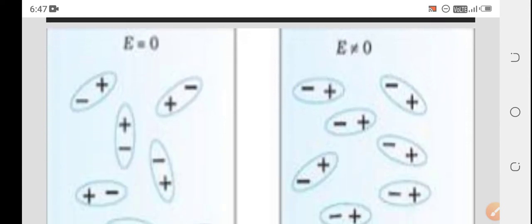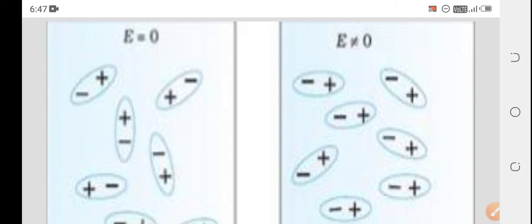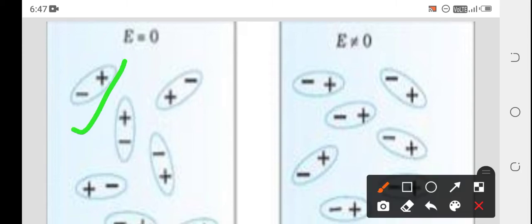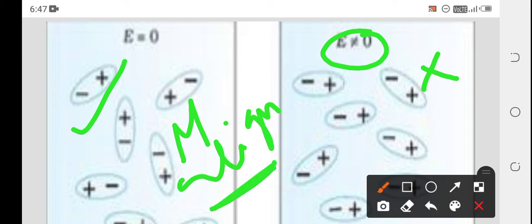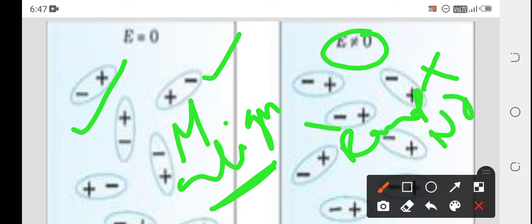You can see the figure also. In this figure, the molecules are aligned in a proper, systematic way, so that is the reason the dipole moment exists. Here, this is the absence of the electric field, and the molecules are aligned randomly, so that is the reason there is no dipole moment. Here the dipole moment is present.